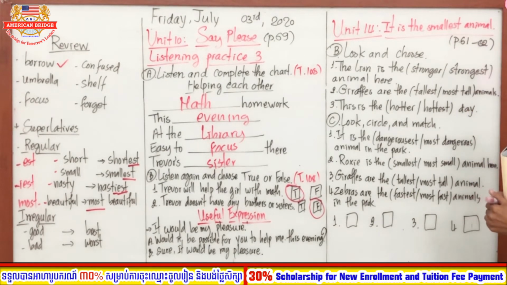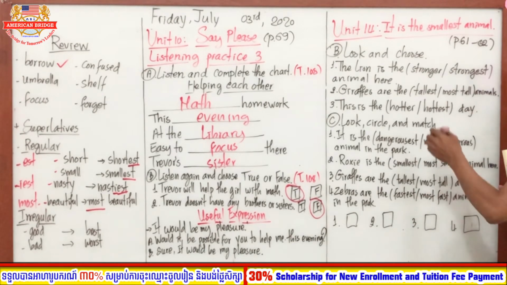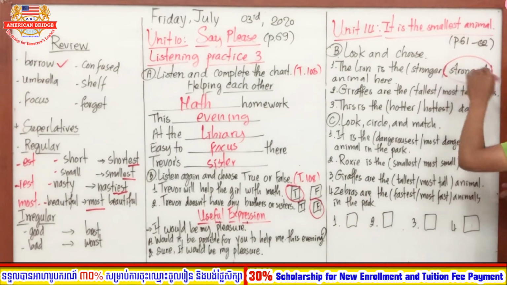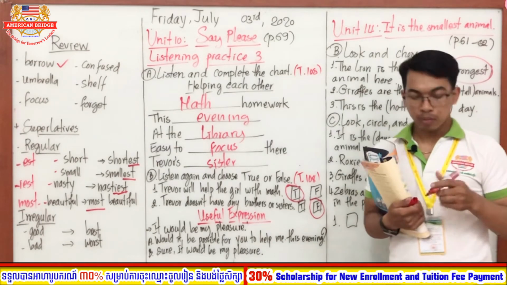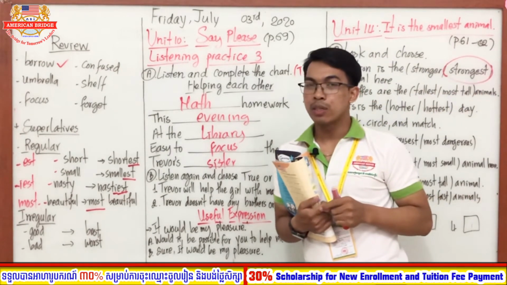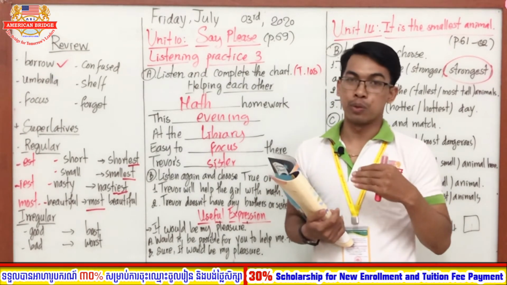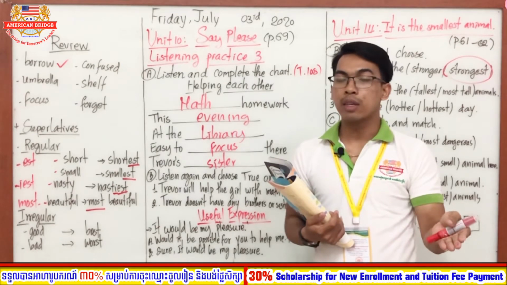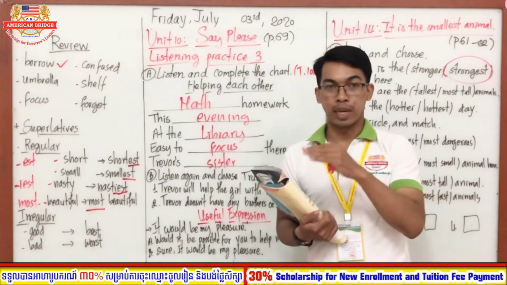Number one, the lion is the strongest animal here. Yes, very good. The lion is the strongest. Have you ever seen a lion, everyone? The lion is really dangerous, so you have to escape from that animal. Do not go to play with it because it is a dangerous animal.